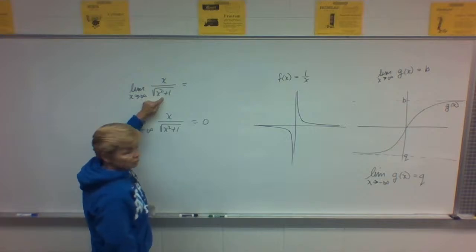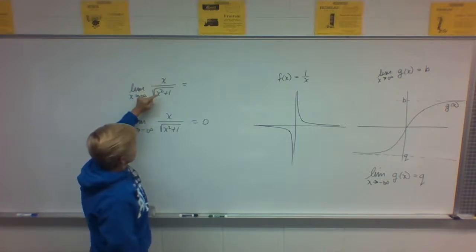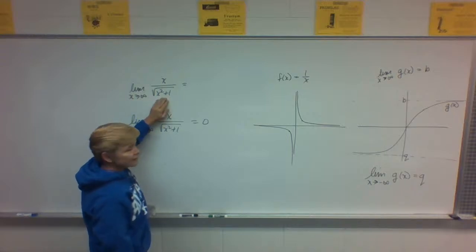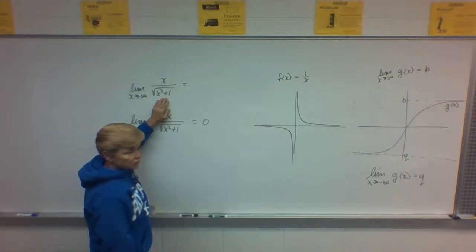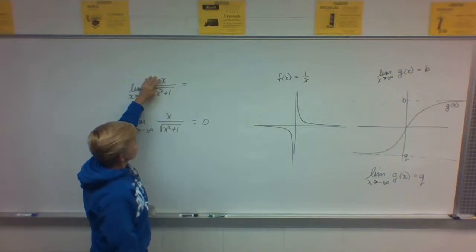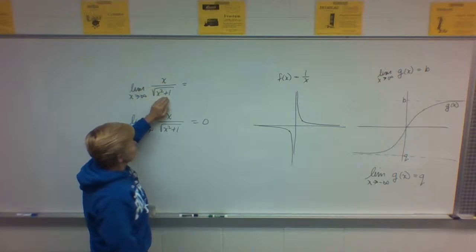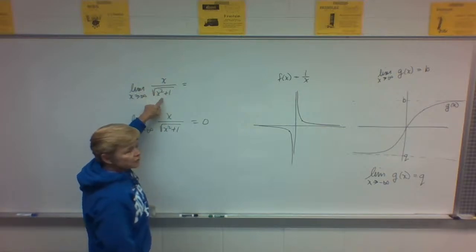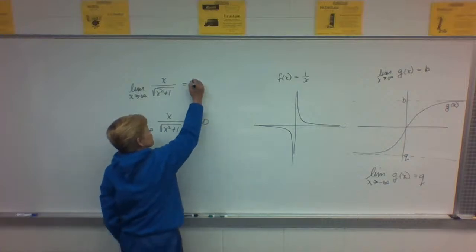Let's take 100. Put 100 up here. The square of 100 is 10,000, plus 1 is 10,001. What's the square root of 10,001? Not much, but a little bit more than 100, right? So if we made this 1,000,000, and we took 1,000,000 squared and added 1 and square rooted it, we'd get pretty darn close to 1,000,000. And it would be even closer yet. So a number over itself is 1. That is this limit.